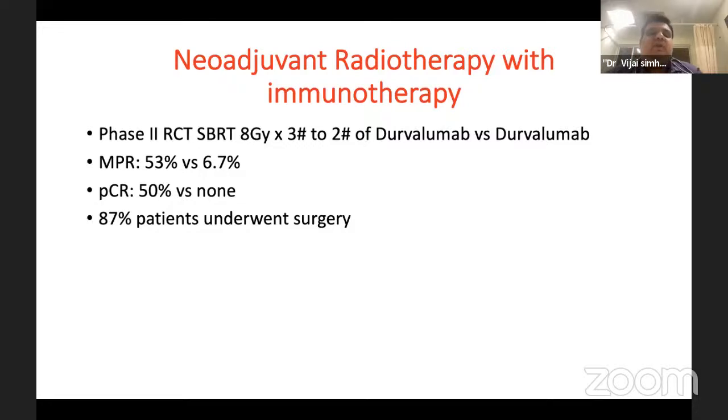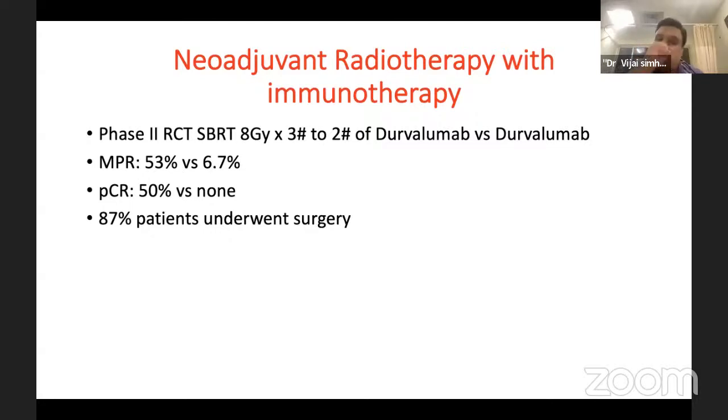This leaves us to wonder how much of the major pathological response versus the pathological complete response is actually attributable to the immune checkpoint inhibitors at all. Maybe it is not the immune checkpoint inhibitors alone, but the actual combination of the immune checkpoint inhibitors with the chemotherapy, which perhaps is acting synergistically. And as we can see in this study, the major pathological response was 53% in those who underwent radiation versus 6.7% with durvalumab alone, and similarly PathCR in 50% versus none in the durvalumab alone. And again, the success of surgery, 87% of patients went on to undergo surgery.